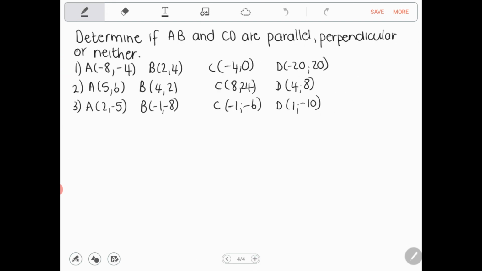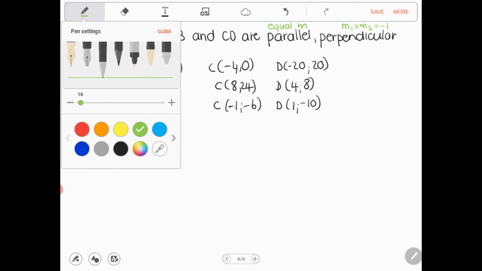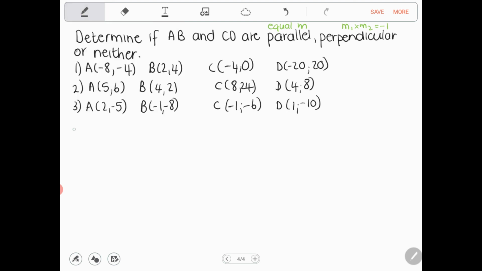Alright, so finally we're just going to look at where the lines are parallel. Remember parallel? We said they had equal gradients. Perpendicular, when we multiply the two gradients together, you have to get -1, or neither. Well then, they're not equal and they're not going to give you a product of -1. So we're going to quickly just do the first one.